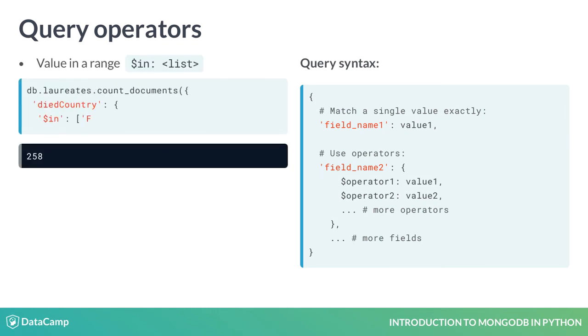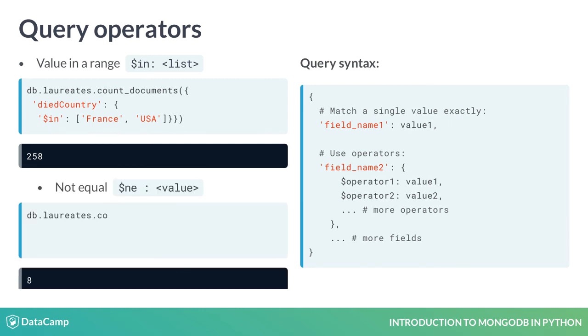For example, let's find documents where the field died country is either France or USA. We use the $in operator to wrap around acceptable values. Operators in MongoDB have a $ sign prefix. Another example, to find documents where died country is not equal to a certain string, we can use the not equal, or $ne, operator. We can compose query operators for a field.